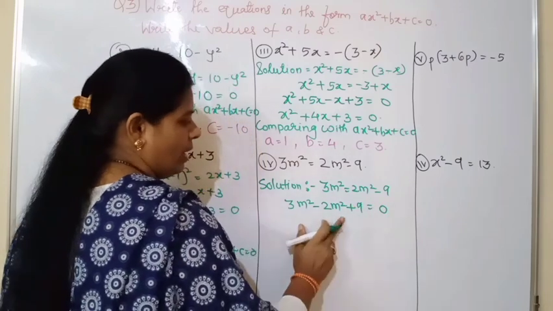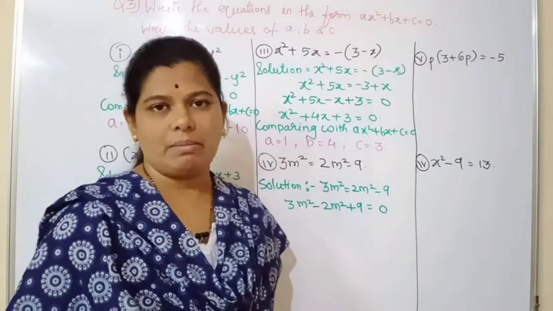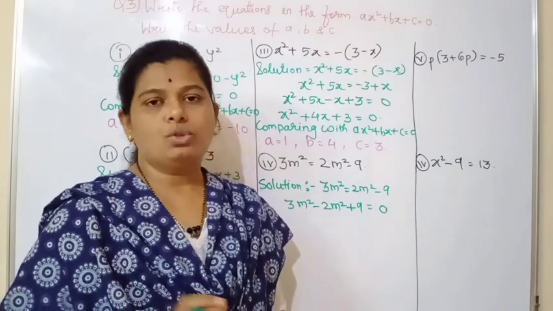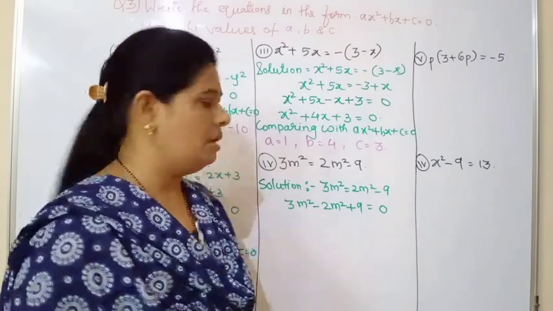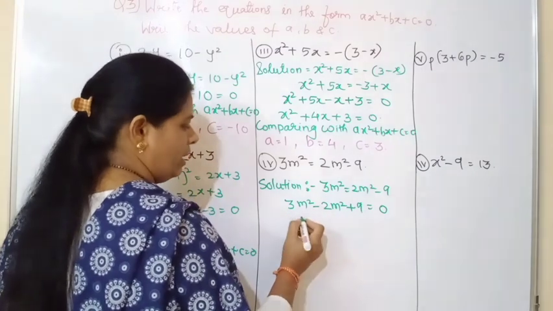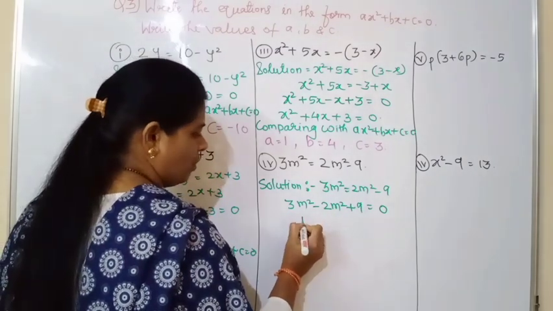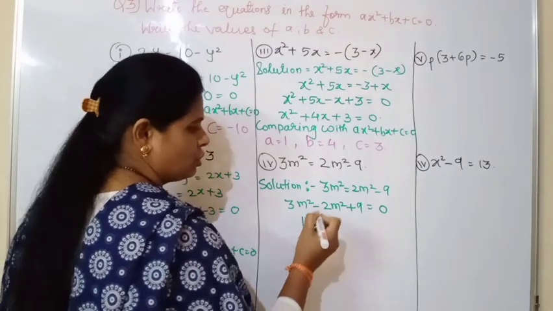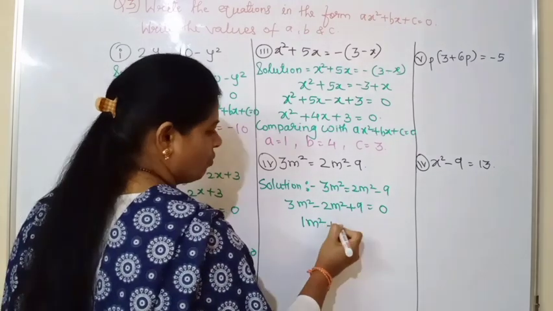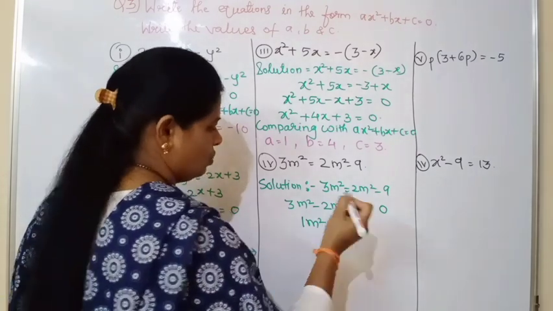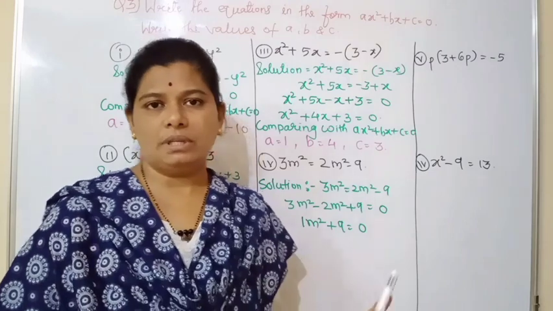Now 3m square and 2m square both are same, means m square. So we can subtract them very easily. So 3 minus 2 is what? It is 1. So 1m square, or you can write only m square also. So m square plus 9 equal to 0. Now see what happens in this equation.